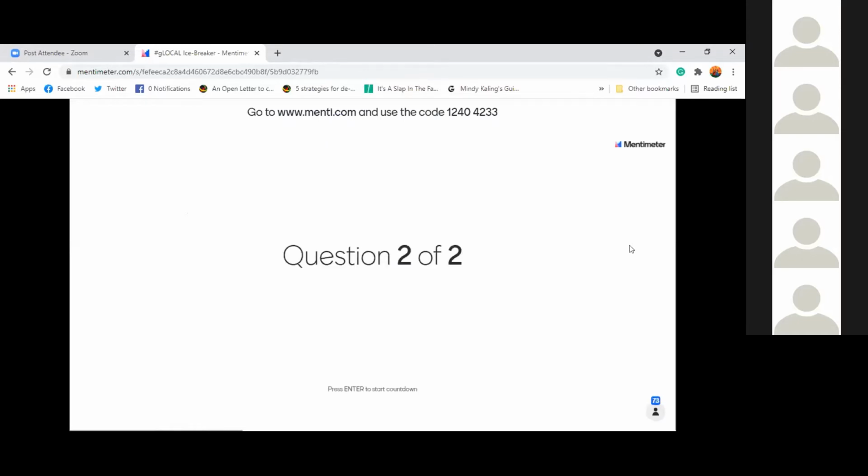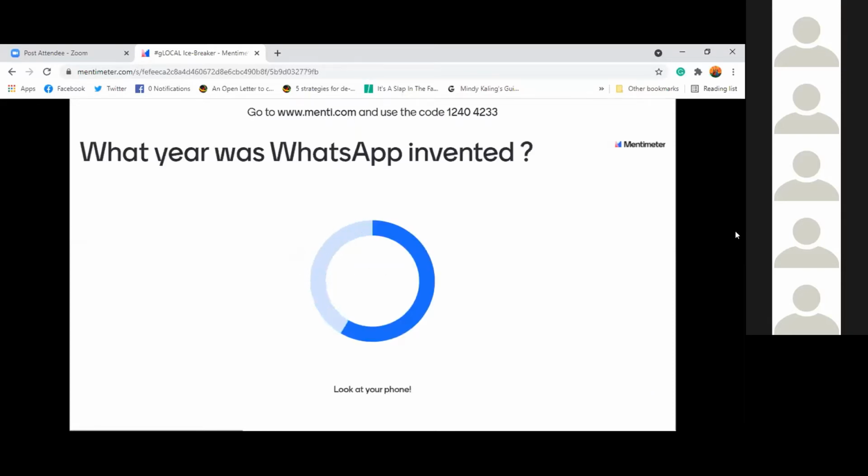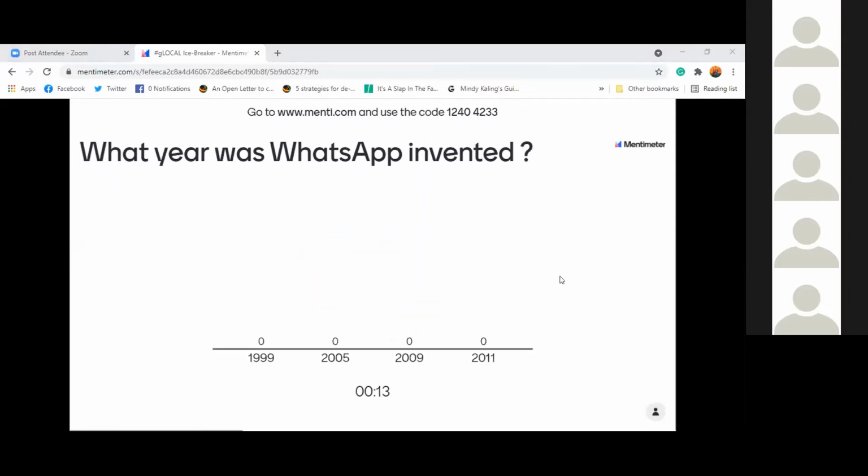Question 2 of 2. The quickest fingers win. Remember that. What year was WhatsApp invented? Someone said, as the years go by, we no longer ask what year, we ask where were you when this was invented? So maybe that'll jog your memory.